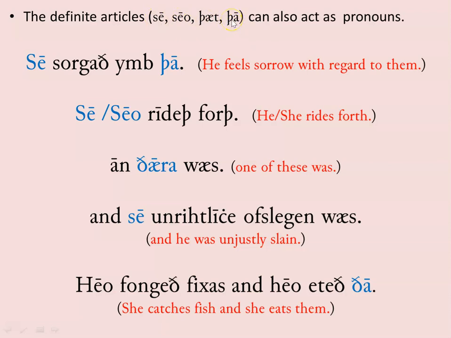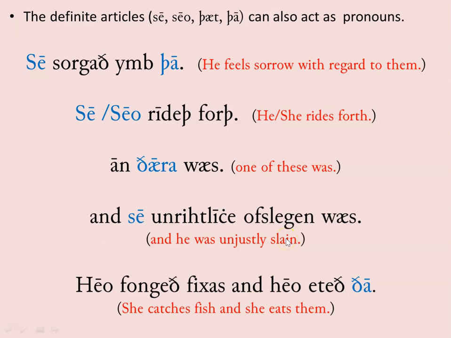Neuter, sorry. Tha is both for the neuter case, but also for the plural. Masculine and feminine all have that form there, but it can still act as a pronoun. So say for he, and tha is them, plural. Say sarchath tha. Say redeth farth. Thara was, one of these was. And say unrichtliche afsalayan was, and he was unjustly slain.